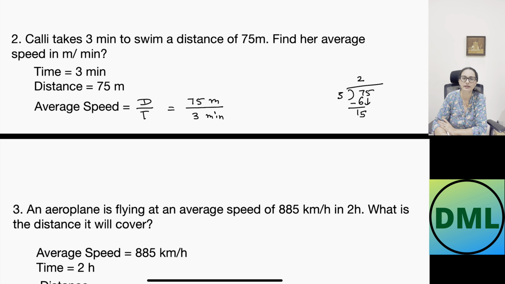15 divided by 3 is 5. Let's write down here 5. 5 times 3 is 15. If you subtract it, your answer will be equal to 0. My answer will be 25 meters per minute. That will be my answer.